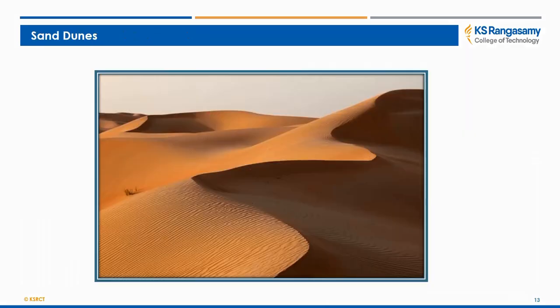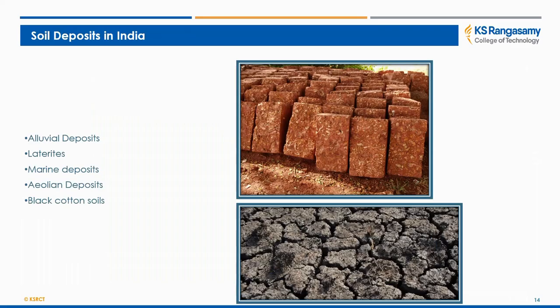Next is sand dunes. Sand dunes are normally formed in desert areas due to the wind and the flow of its directions. According to that, the sand dunes will be formed. Soil deposits in India are alluvial deposits, laterites, marine deposits, aeolian deposits and black cotton soils.